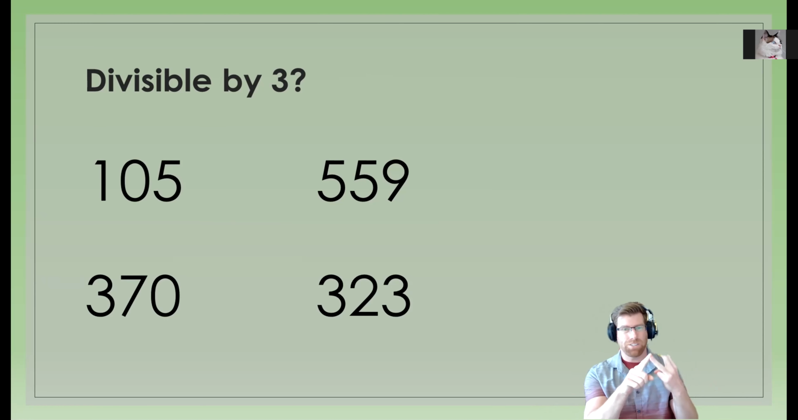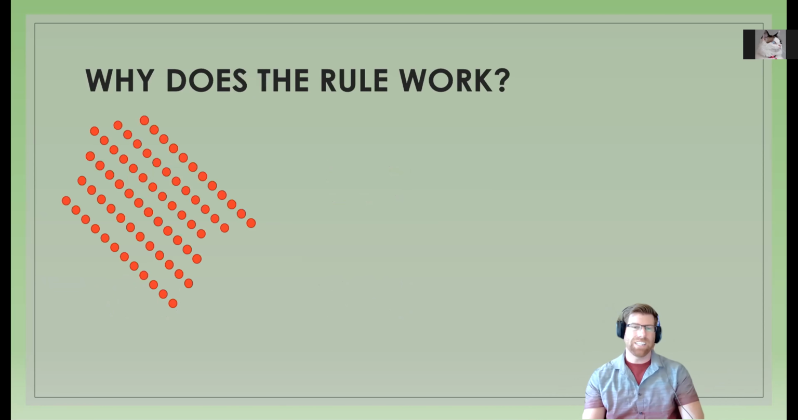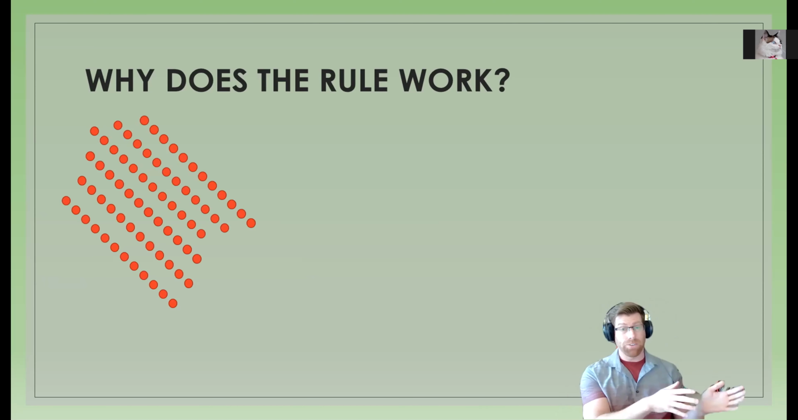So the 2 rule, the 5 rule, and the 10 rule really did look similar. The 3, though, 3 is not a factor of 10. So the 3 rule is going to be quite different. All right, so why does the 3 rule work? To talk about why the 3 rule works, I want to start by talking about the difference between an amount and how we write the number for that amount.